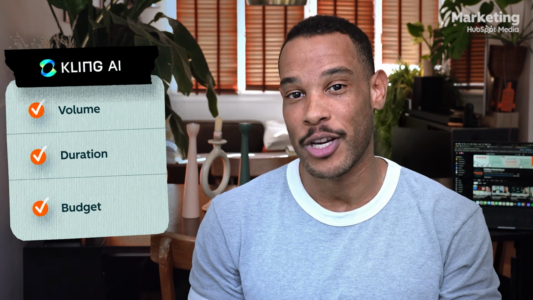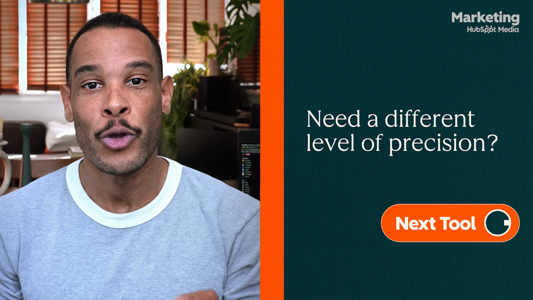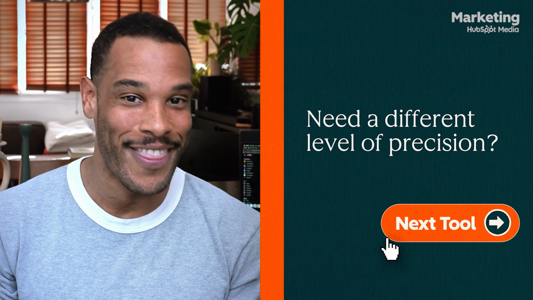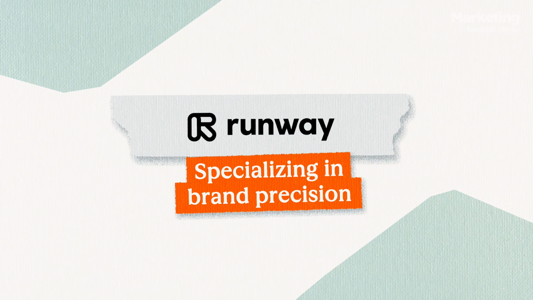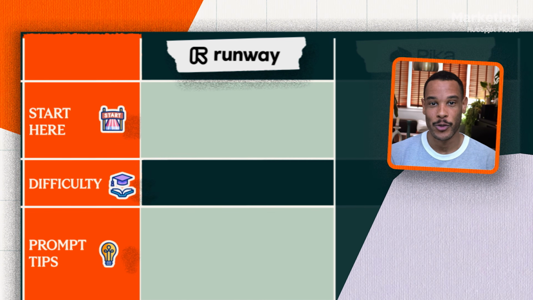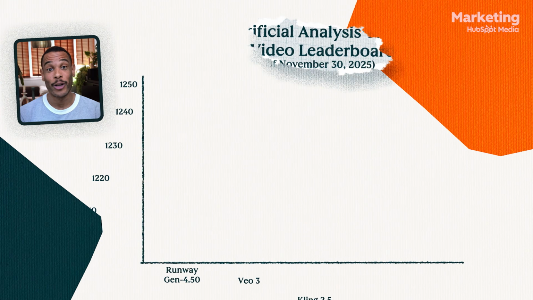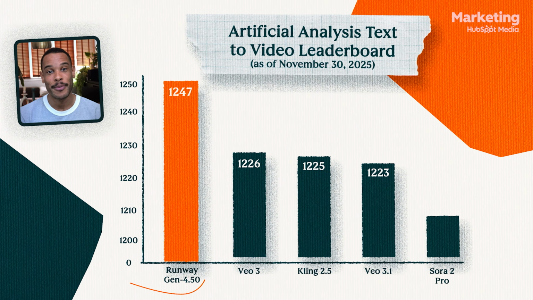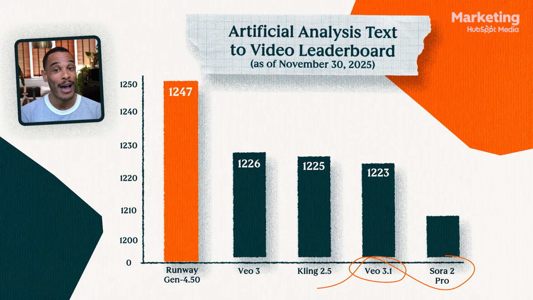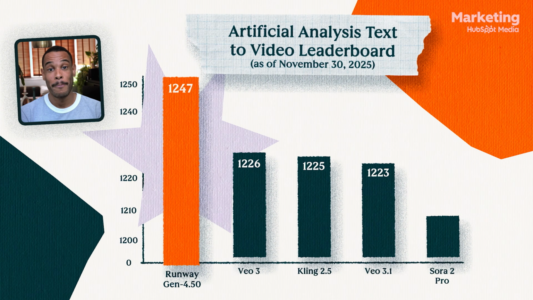But if you're doing professional campaign work, the kind where a client's gonna scrutinize every frame, you need a different level of precision, and that's where Runway comes in. If you've been following the AI video space at all, you've heard of this one. It's become the go-to platform for creative professionals. And in early 2026, when real people compared AI video outputs without knowing which tool made them, Runway came out on top. Better than Veo, better than Sora.